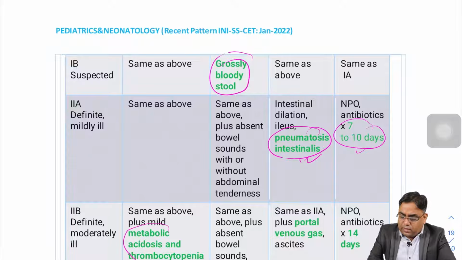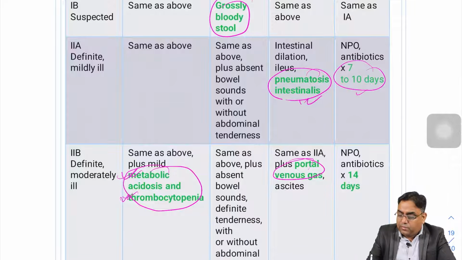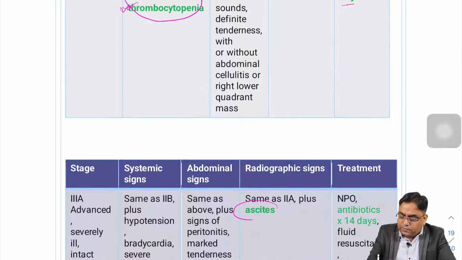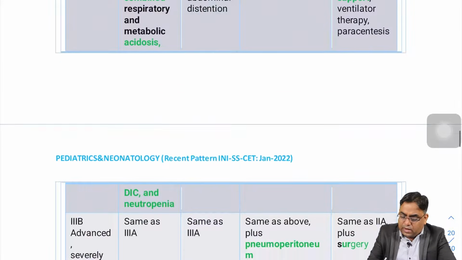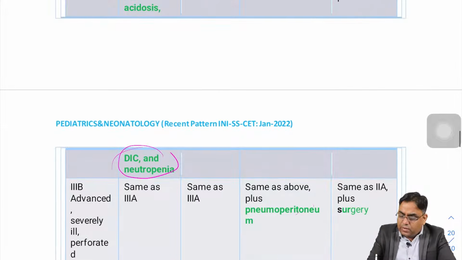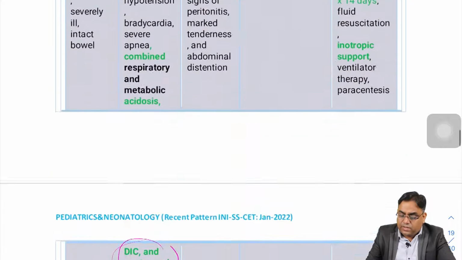And 2B, there will be a triad, that is metabolic acidosis, thrombocytopenia. Okay. So, it is the 2B and portal venous gas, the NPO, and 14 days antibiotic will be there. And 3A, there will be ascites. Okay. And ascites, DIC, neutropenia. Okay. And 3B, there will be pneumoperitoneum, and surgery is the treatment. Okay. So, these are the staging, modified Bell staging.